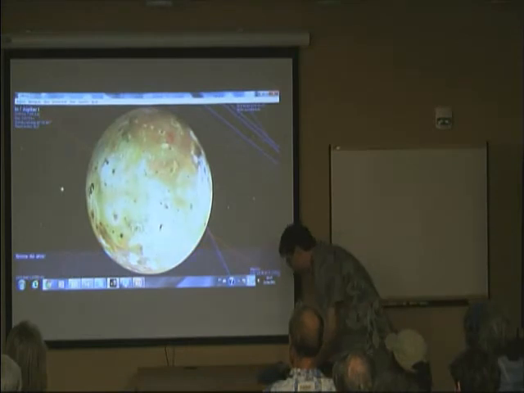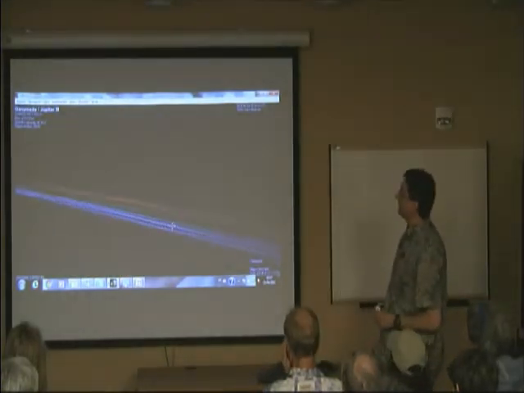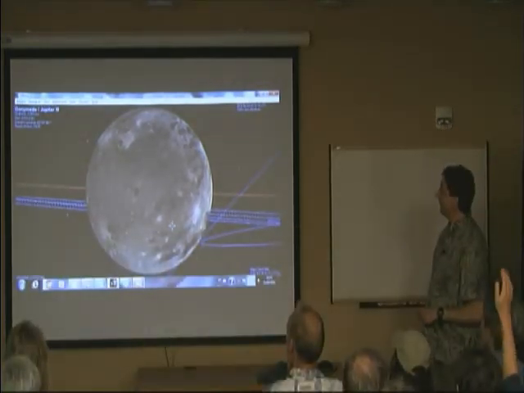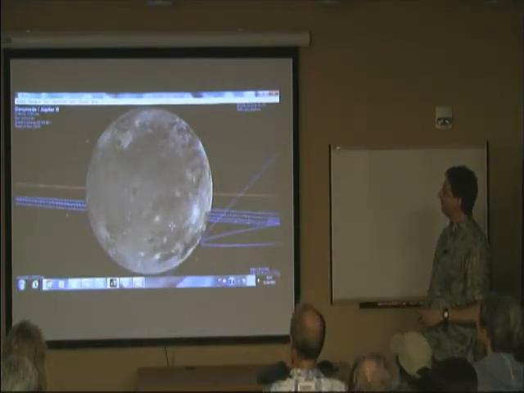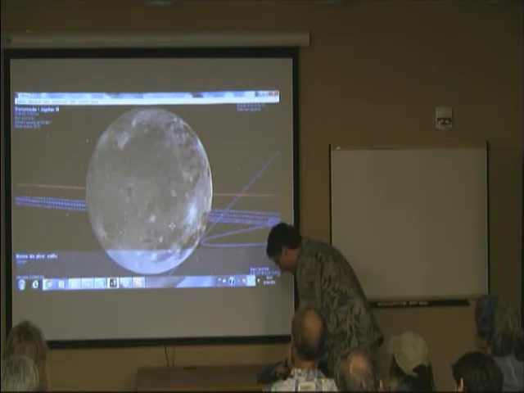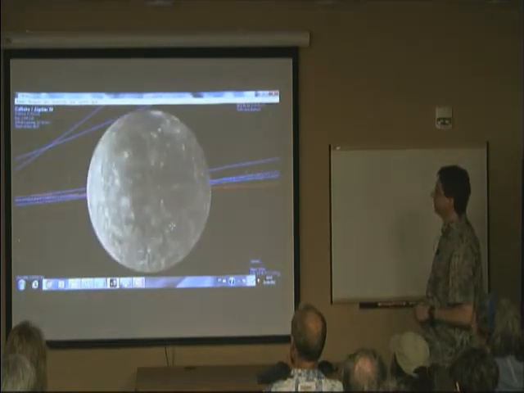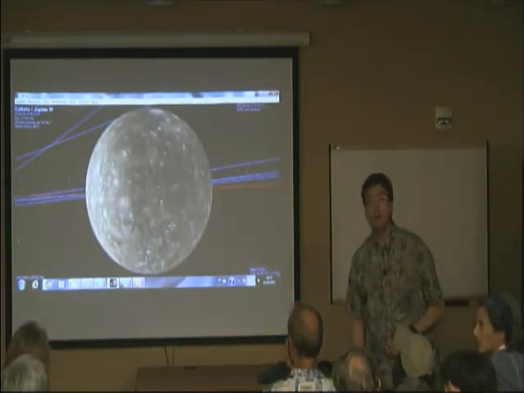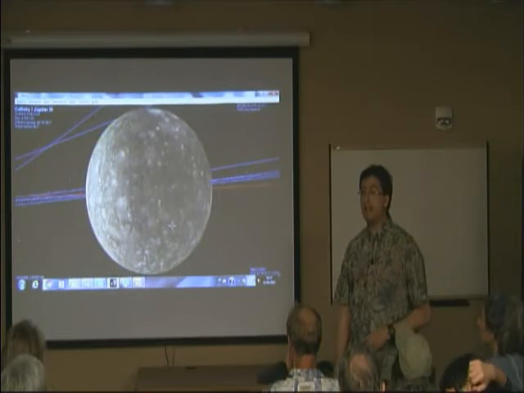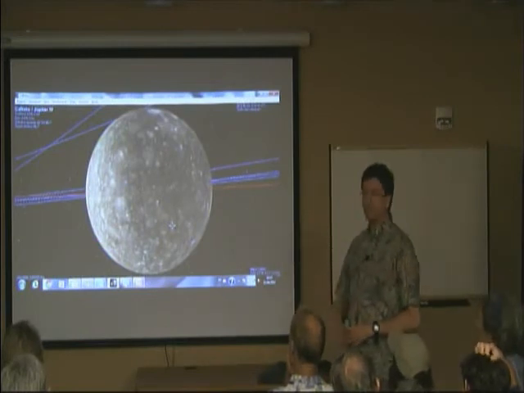And I will begin with this one. This is the biggest moon of our solar system. It's called Ganymede. It looks like our moon. We also have Callisto, and Ganymede. Sorry for my accent.